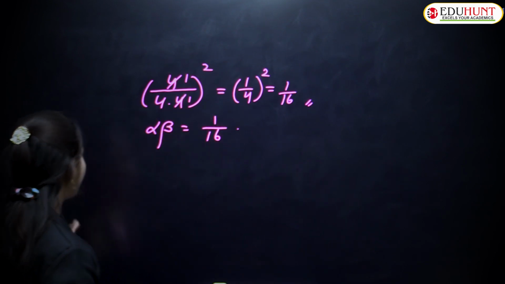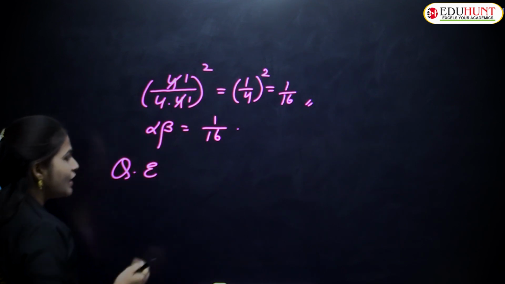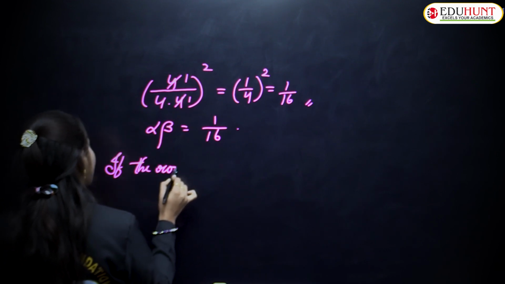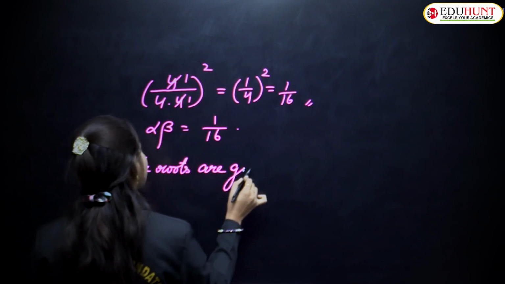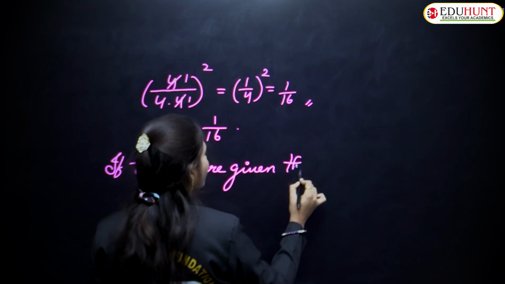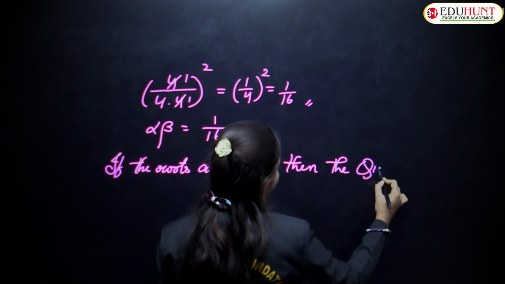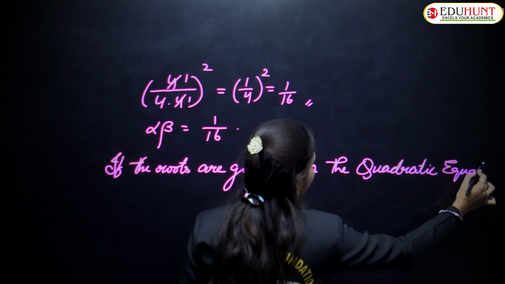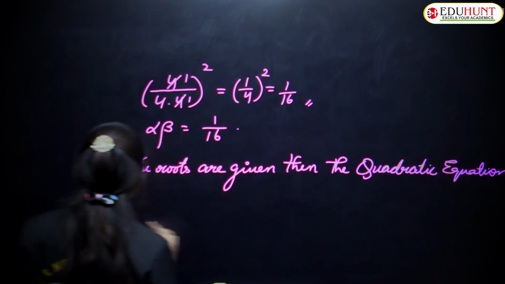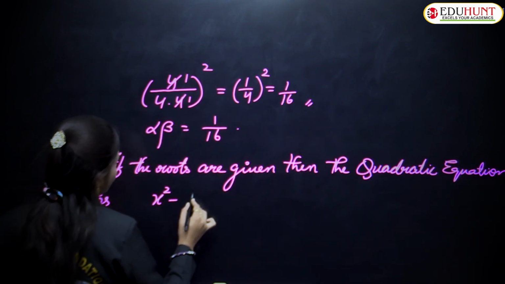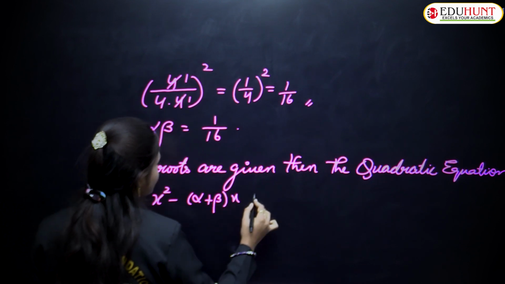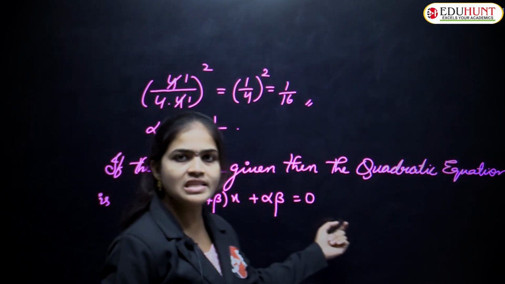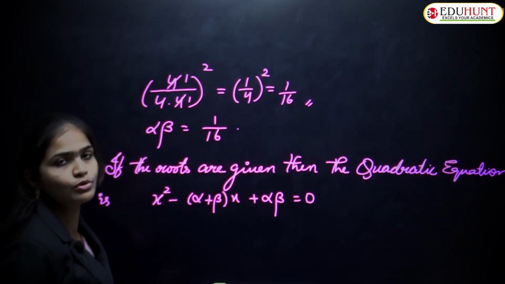Why, madam, are these two required? Because for a quadratic equation, if the roots are given, then the quadratic equation is x square minus (alpha plus beta) into x plus alpha into beta equals 0. So alpha plus beta means the sum of the roots and alpha beta means the product of the roots. So that's why we found those two values.